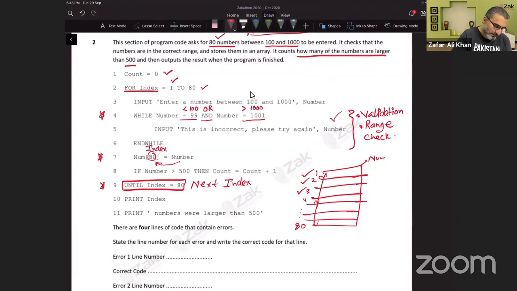No, we have to print what? The count. And the count was, if the number is greater than 500, then count is equal to count plus 1. So it says to count how many of the numbers are larger than 500, and then output the result when the program is finished. So this is print count. These are 4 errors. So print count and print numbers were larger. Whatever the count, first the count will appear on the screen, and then a line that says, let's say if the count was 10, then 10 numbers were larger than 500.